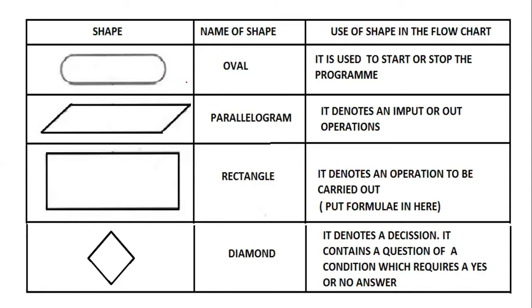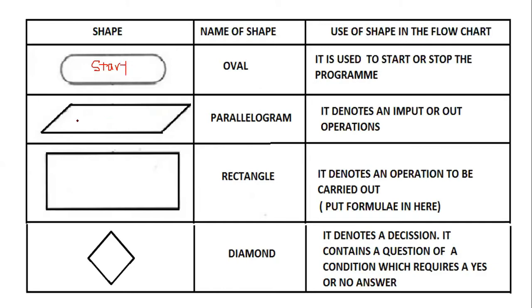So the first shape here is an oval shape. This one is used to start or stop the program. So whenever you are starting the program, you have to use this symbol. Then inside this symbol, that is where you have to write the start. Okay, so you write the start.